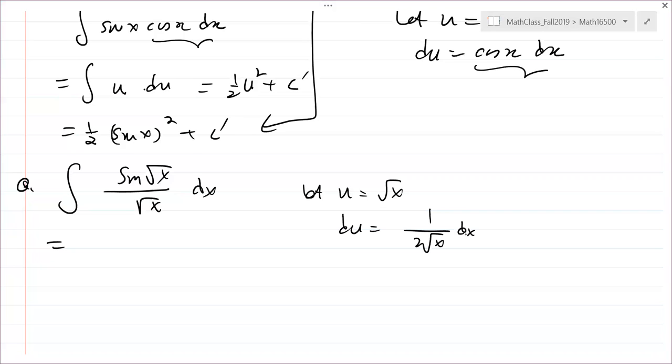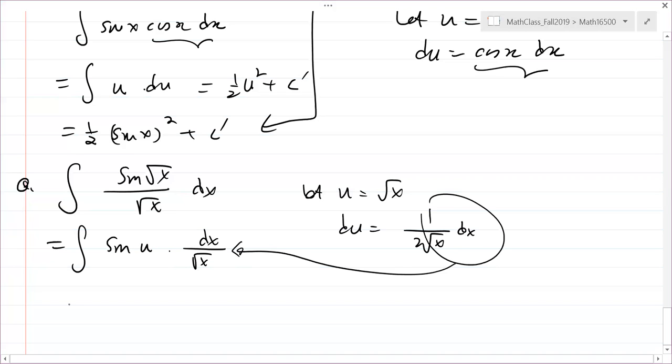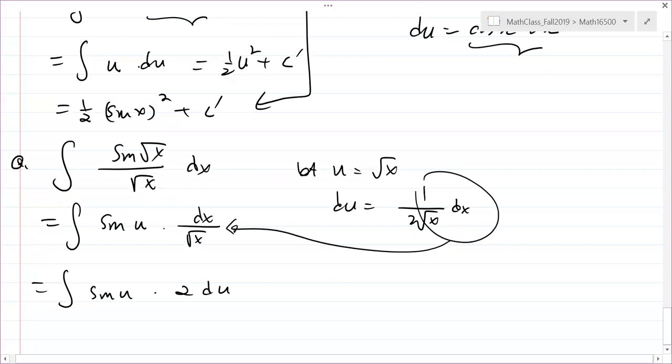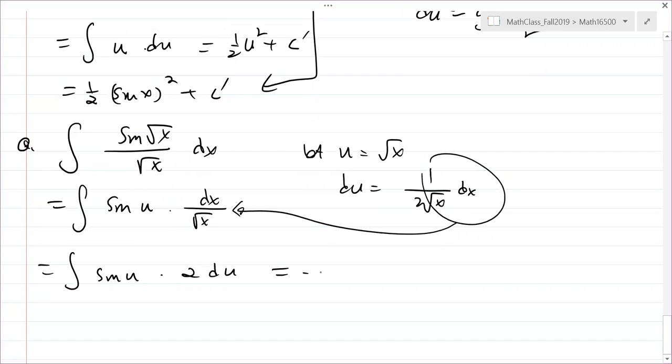Okay. So what do we get? Sine u, and we also have dx over square root of x. You look at this one and put it here. So you will get sine u and 2 du. Then it's negative 2 cosine u plus constant, because the integral of sine is negative cosine.